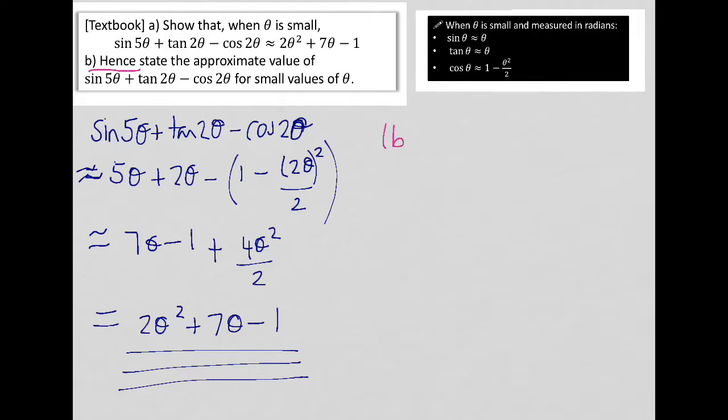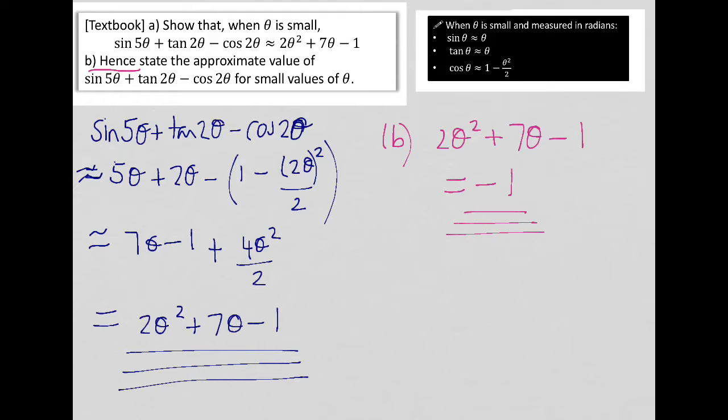Well, for B, if we're saying small values of theta, we're saying that it's very close to 0. And we've got this, and if theta was very close to 0, this first term, well, that would be nearly 0. This term here would be very close to 0. So I've really got 0 add 0 now. And I'm taking away 1. So therefore my answer would just be -1.